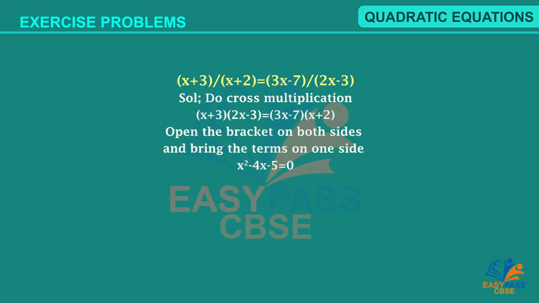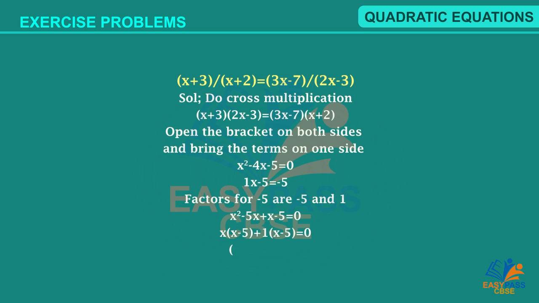So, just like previous model, split the middle term. So, here x square coefficient is 1 and the constant is minus 5. 1 into minus 5 is equal to minus 5. Factors for minus 5 are minus 5 times 1. So, we have x square minus 5x plus x minus 5 equal to 0. Take x common, we have x times x minus 5 plus 1 times x minus 5. So, you have x minus 5 times x plus 1 equal to 0. Therefore, x is equal to 5 or x is equal to minus 1 are the roots of the equation.